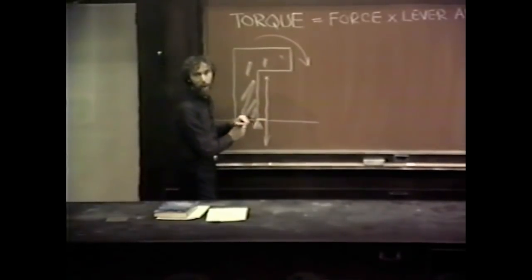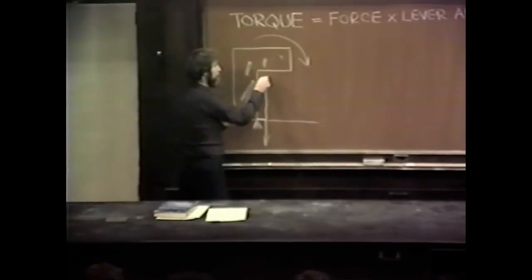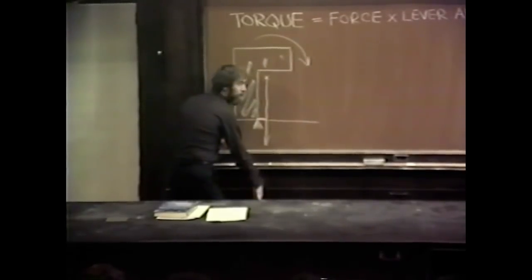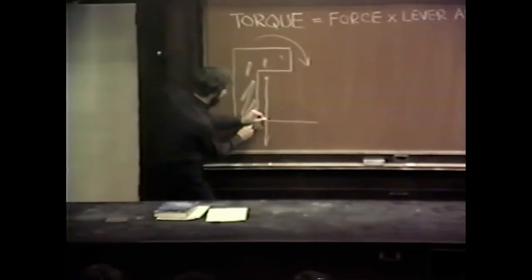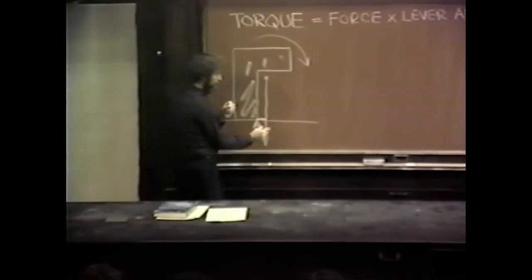And the leverage distance is always the shortest distance between the axis of rotation and, not the point of application, but the line of action of the force. This force goes all the way down, that line of action right here, and that's the shortest distance right in there. It's always a right angle. You take that force, multiply by that distance, you will have a number which is called torque.